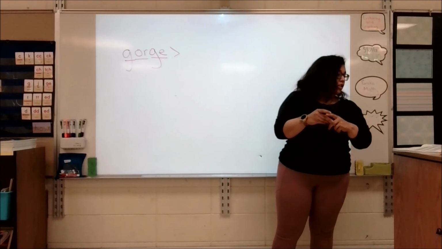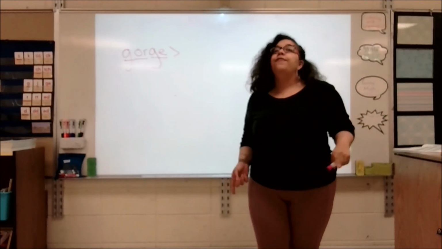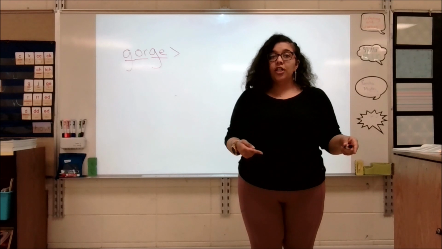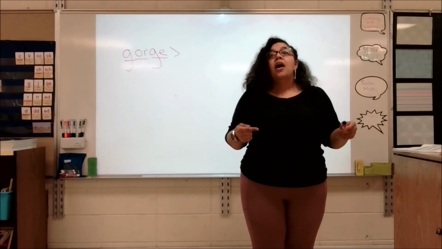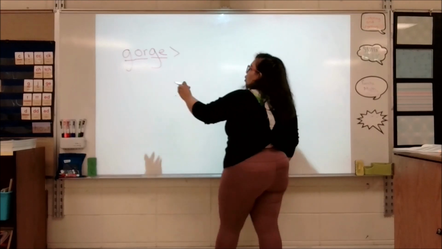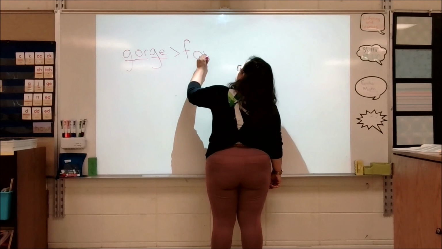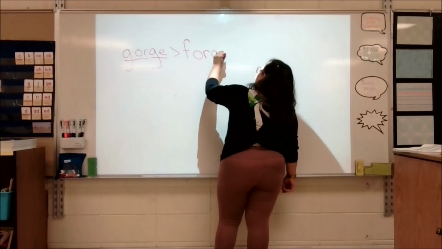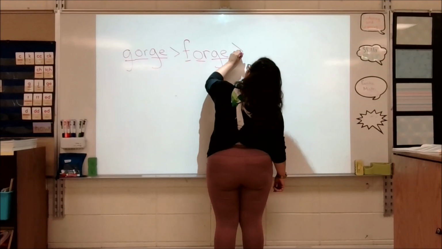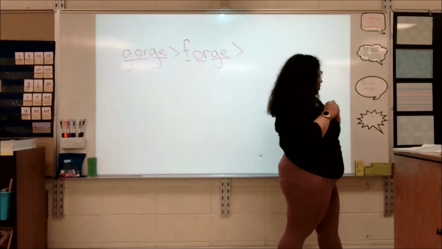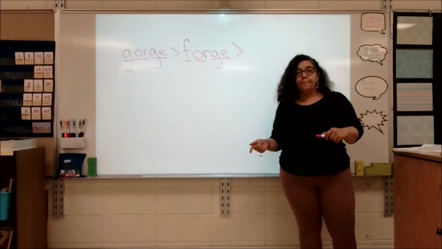So it's a hole. So from gorge to forge, what change am I making? A beginning sound change. Good. I'm going from G to F. My other sounds and sound spellings stay the same. Forge. Good.